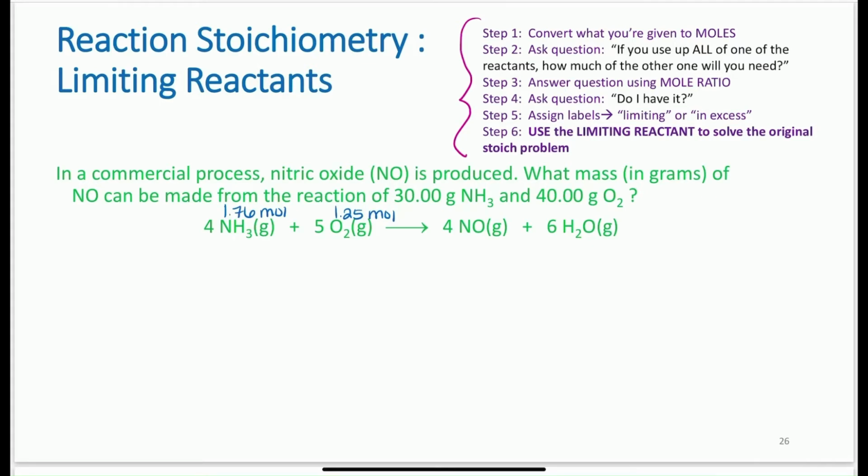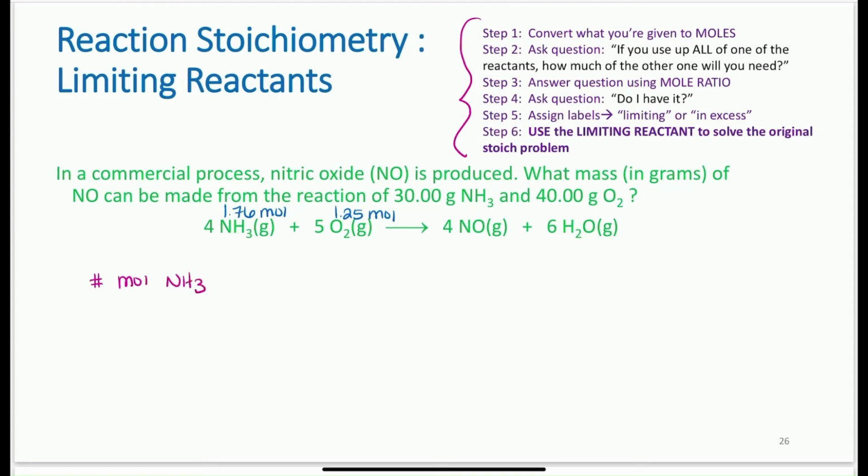So step number 2, how much do I need of a reactant if I use up all of the other one? How do I answer this? Well, I'm going to say, how many moles of NH3 do I need to completely react all of my O2? And why do I pick NH3? Just because it's first. It doesn't matter. I could do it the other way too. I could say, how many moles of O2 do I need to completely react NH3? I'm just going to do it this way because NH3 was listed first.